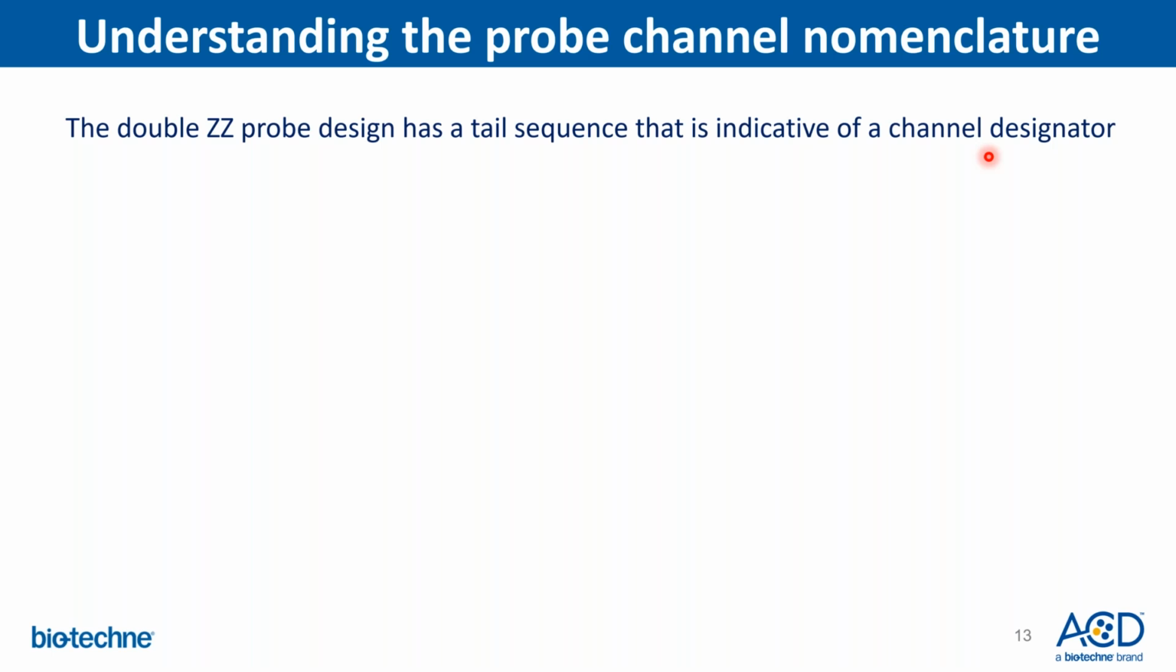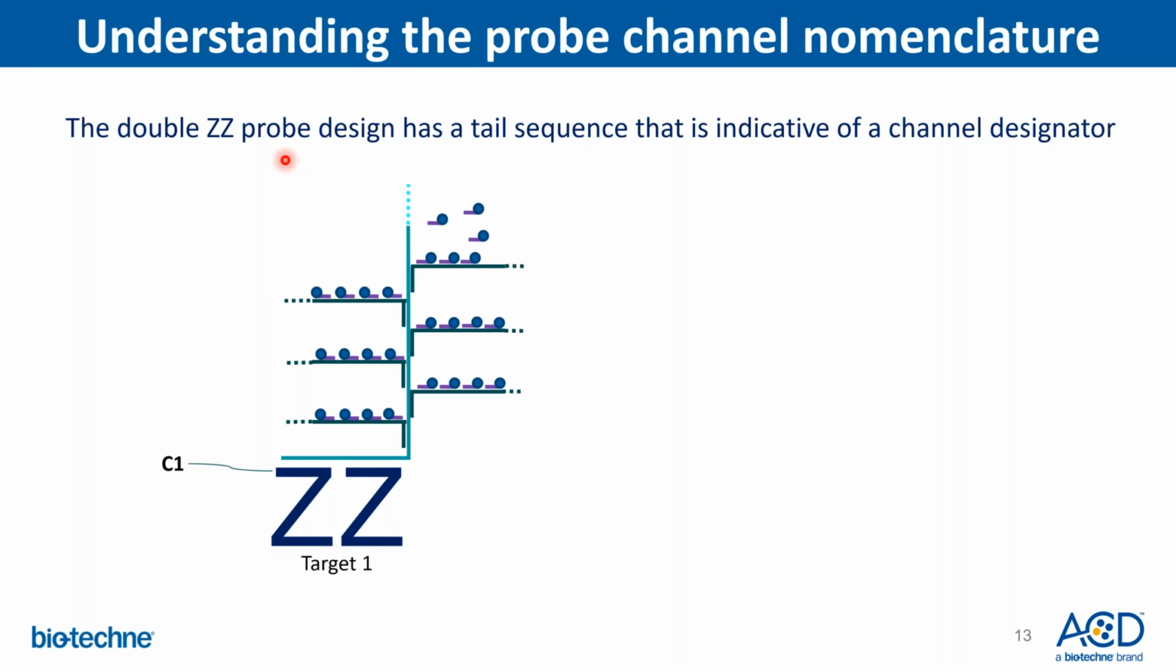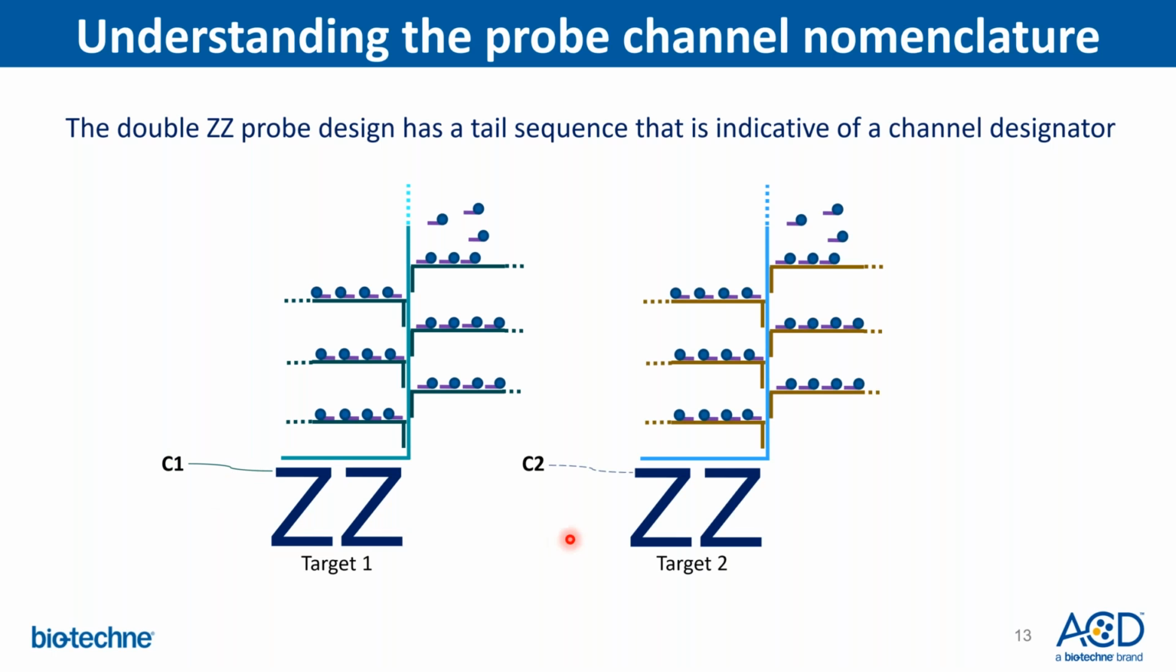Next, I wanted to dive in a little and share some of the details about the probe channel nomenclature. This is particularly important when you're trying to look at multiple RNA biomarkers at the same time. The way it works is that the double Z probe design has a tail sequence at the top, which indicates a channel designator. Shown here is the tail sequence for a channel 1 probe. The point to remember, as you can appreciate from the slide, is that the tail sequence for a channel 2 probe is different from the tail sequence for a channel 1 probe.